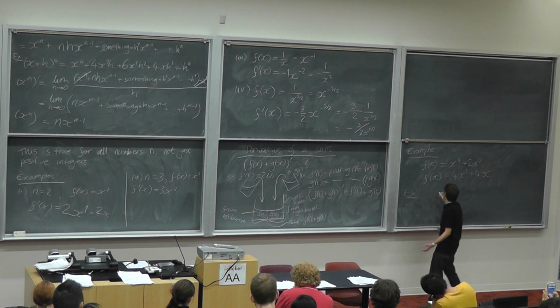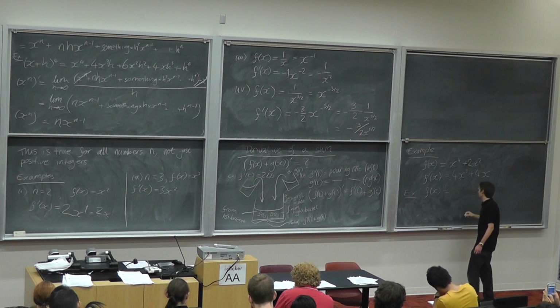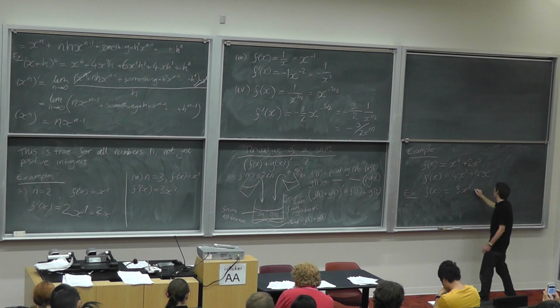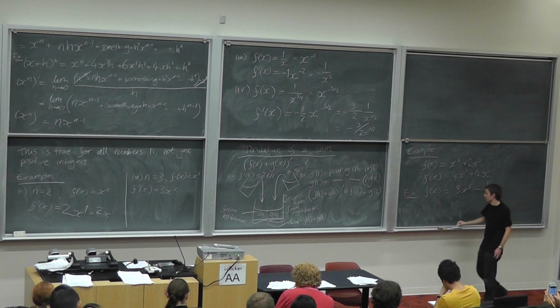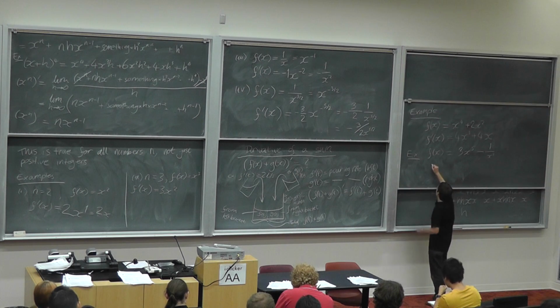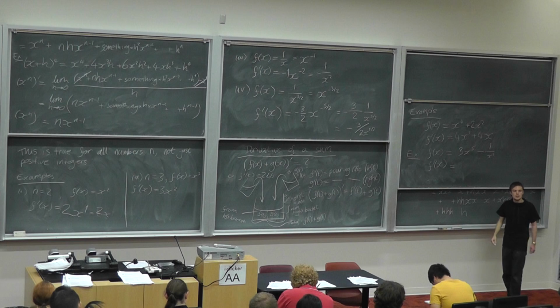Let's look at another example. Suppose that f of x is 3x to the power of 5 minus 1 over x squared. What's its derivative going to be?